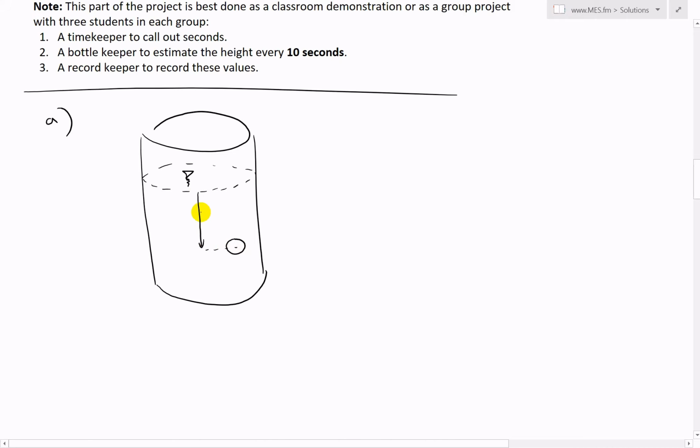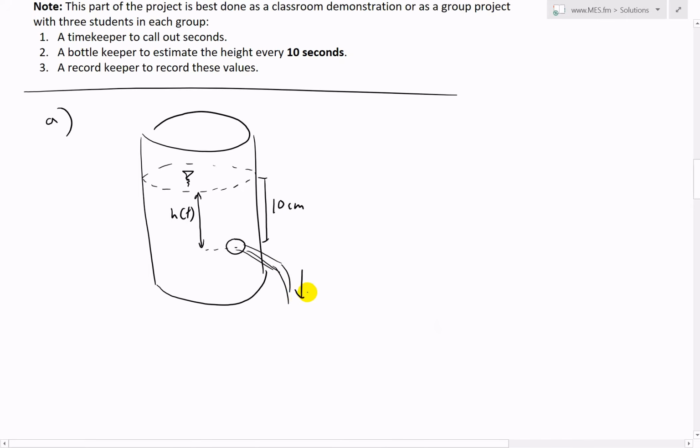So this is our h of t, and initially this is at 10 centimeters. Then this is drilled in and it's draining out. Let's draw water draining out here like that.